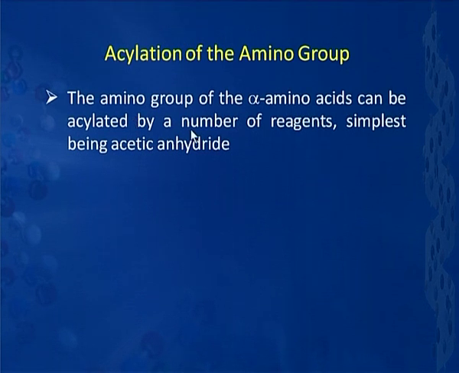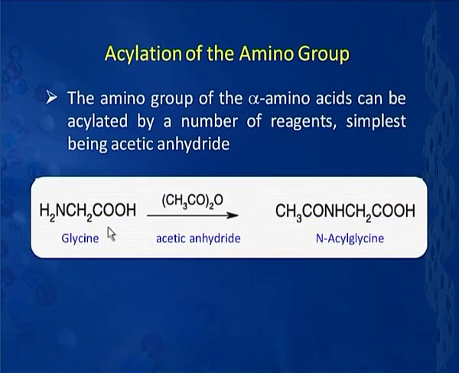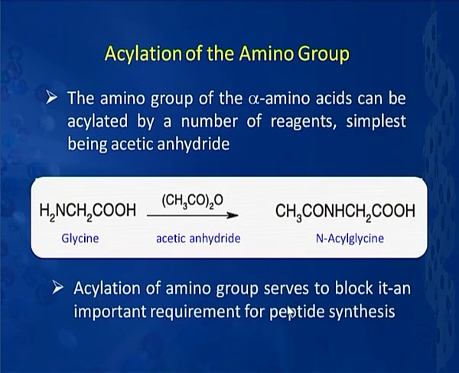In this reaction, the amino group of the alpha amino acid is acylated. It can be done with a number of reagents, the simplest being acetic anhydride. This is one of the simple reactions there. That means you have an amino acid, say glycine, and I treat it with acetic anhydride. What happens is that acetic anhydride derivatizes the nitrogen part of it, that is the amino part of it. What I get is an N-acyl glycine. This is a very important reaction, because effectively it blocks the nitrogen part, that is the amino group of the amino acid. And this is very important, because we will be learning about it in the future sessions here.